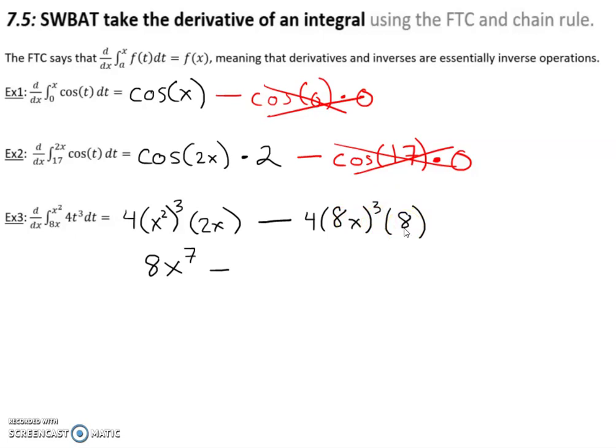That comes out to 16,384. Again, that was 4, 8 cubed, and 8. And then x cubed is just x cubed. These are not like terms, so we are done.